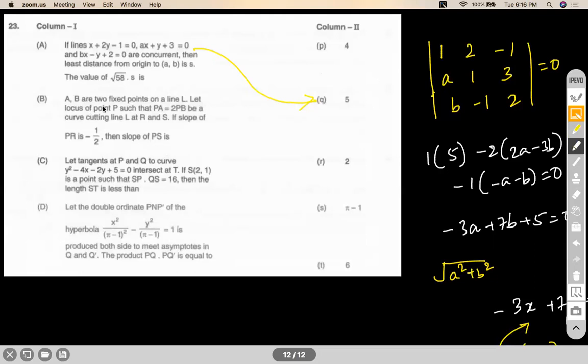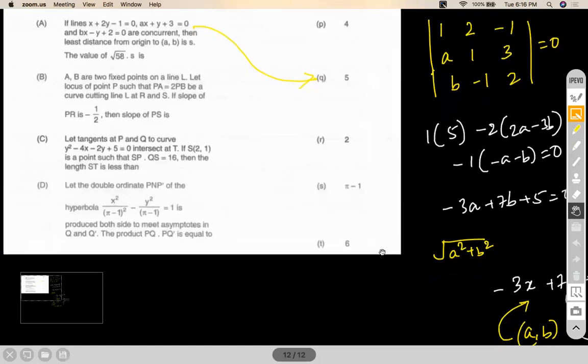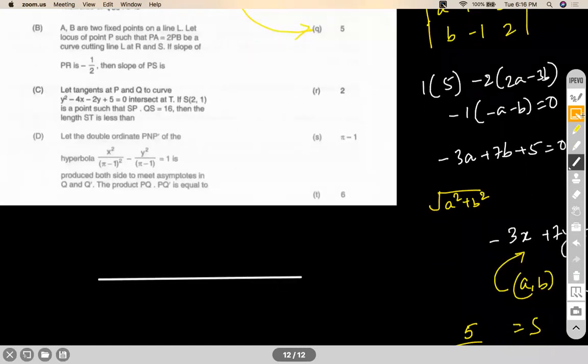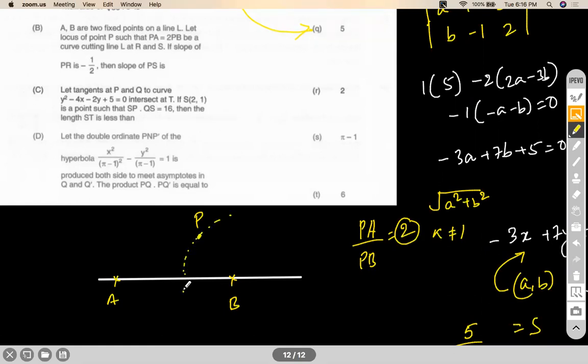Next is, A and B are two fixed points on a line. Okay, so let's say there's a line. A and B are two fixed points on it. Let the locus of a point P be such that PA by PB is 2. Now all of you try to understand here. If there's a point which moves in such a way that PA to PB is a number not equal to 1, then basically P will lie on a circle. Okay. And that circle, most of you know the name for it also. That circle is called the Apollonius circle.